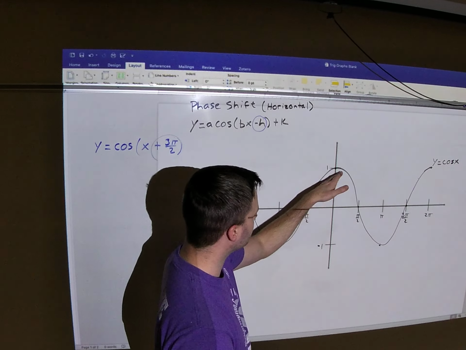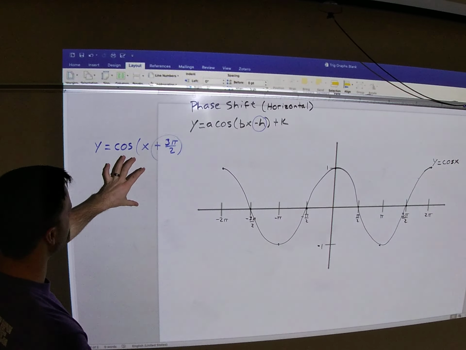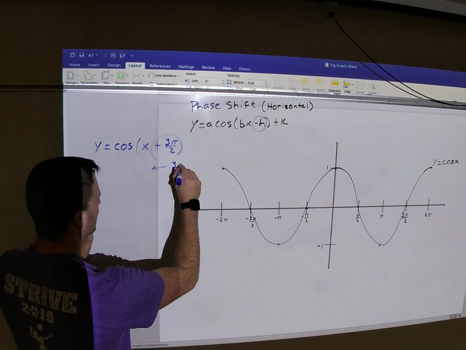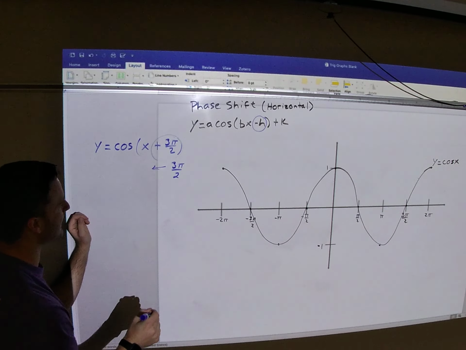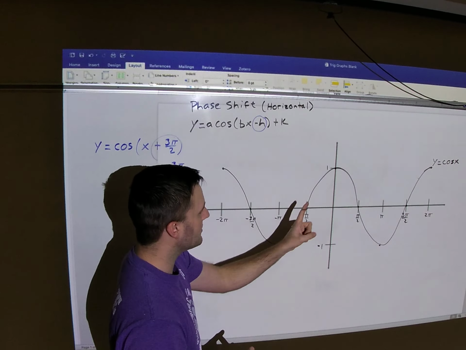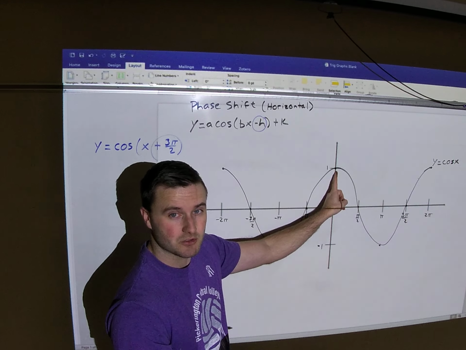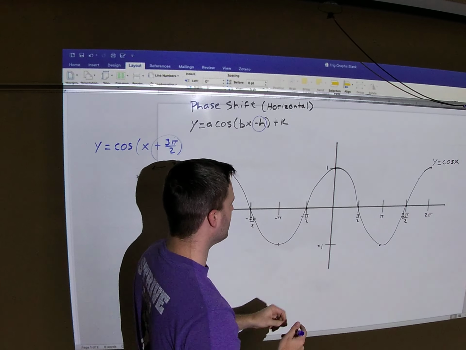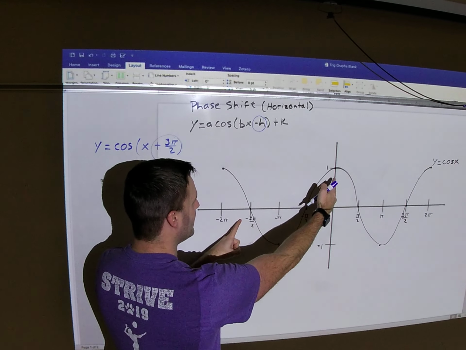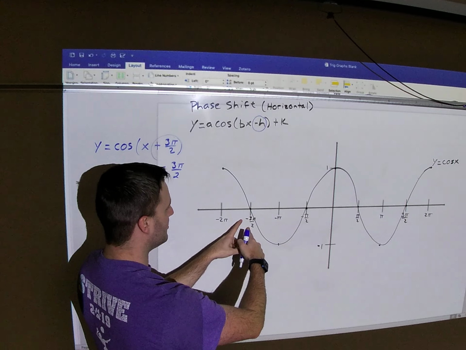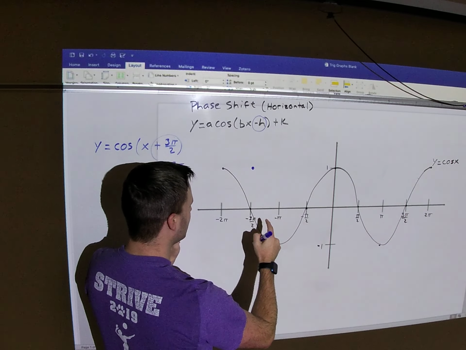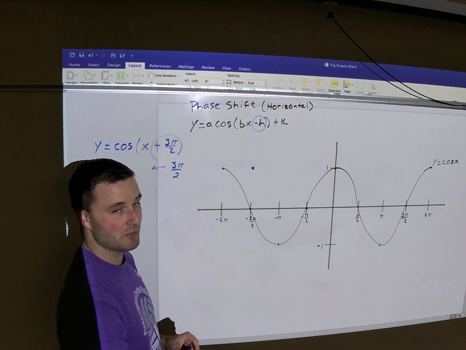So here's my parent function for cosine. And now what's going to happen if I take cosine and I move this left a distance of 3 pi over 2? Now what I'm doing is I'm moving every single point technically. And so what I would do is I would just pick one point. So I'm going to start where cosine normally starts, which is at the maximum. And I'm going to move this technically a distance of 3 tick marks, because moving left a distance of 3 pi over 2 is 3 tick marks. And so my new maximum is going to occur here at negative 3 pi over 2.